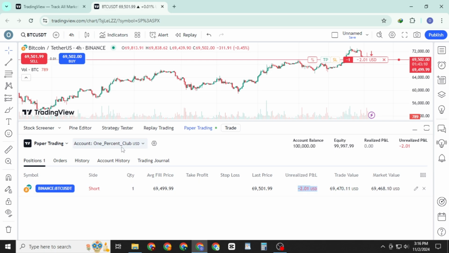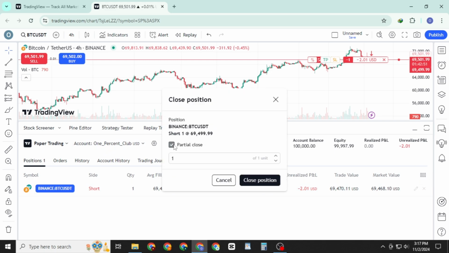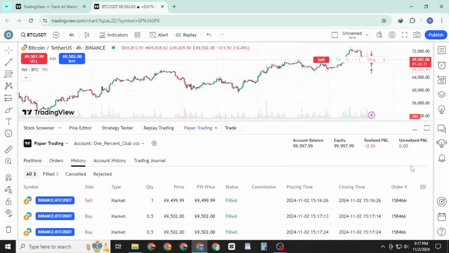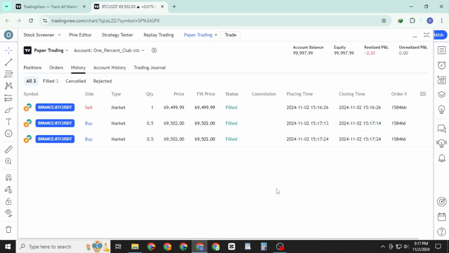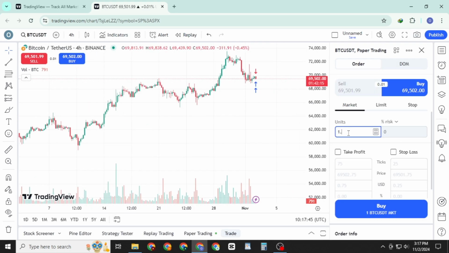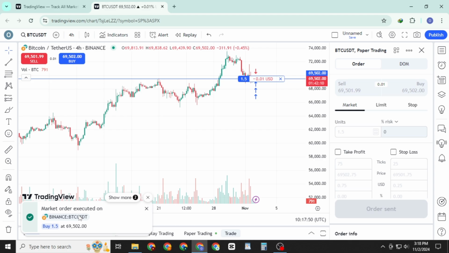To close this position, you will simply tap here on this cross icon, and you can close a partial trade as well as complete. Here is the trading history, and the buying process is also the same as we did for selling. Further, as a shortcut, you can manage your trade from here as well. This is how you can trade.